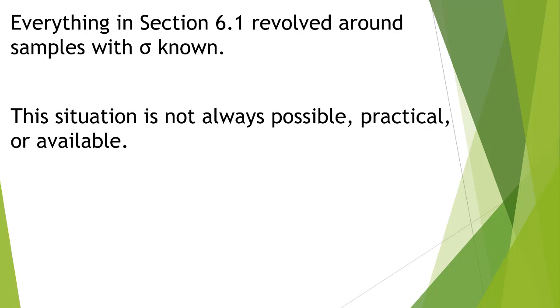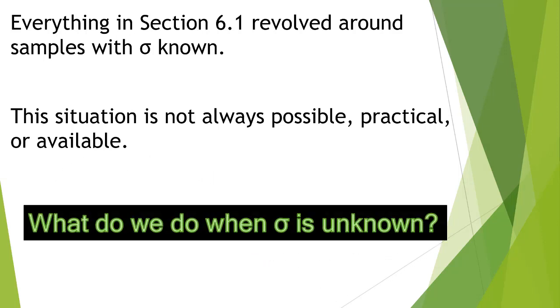When we're looking at a particular set of data, the idea that we would have the value of the population standard deviation is kind of nonsensical unless we have a very small population that we've worked with before. Most of the time, we're going to be operating without knowing what that population standard deviation is. So what do we do if we don't know what sigma is? That's the question that we're going to try to answer here in section 6.2.